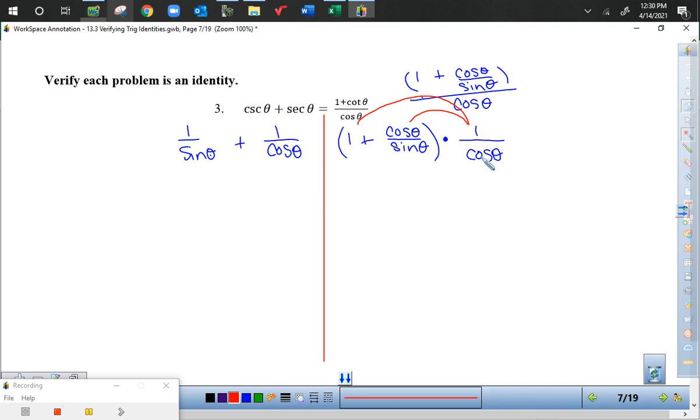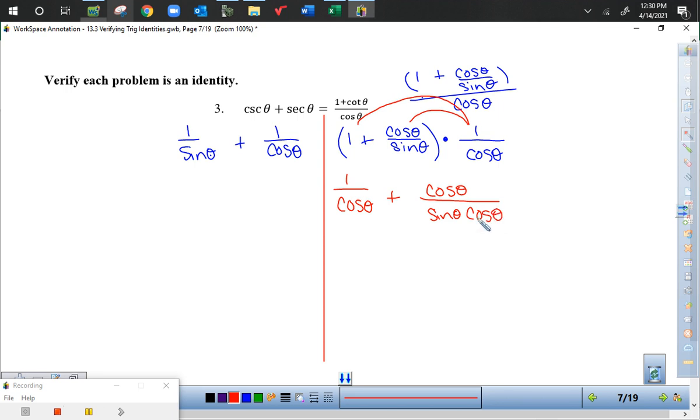So 1 times 1 over cosine is 1 over cosine, and that's really good news because we see that happen on the left. Okay, and for this one, when we multiply them, we've got cosine on the top, and we've got sine cosine on the bottom. Just smush them.